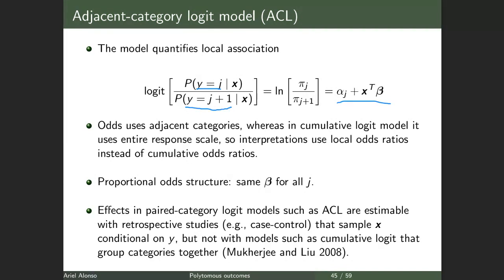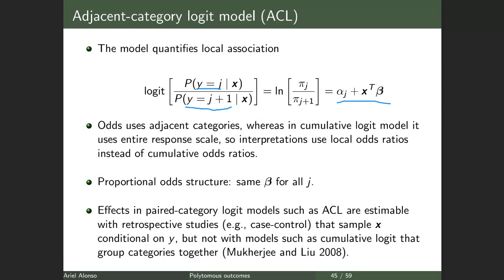And so the interpretations here are again odds ratios, because we are using the logit model. We are using the logarithm of odds. But they will be local odds ratios, because you're comparing adjacent categories here. And you're assuming again a proportional odds structure for this model because you have the same betas, but now it models these adjacent categories only.